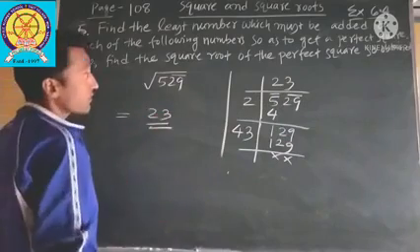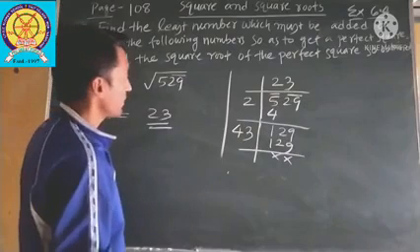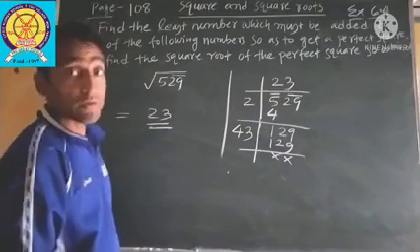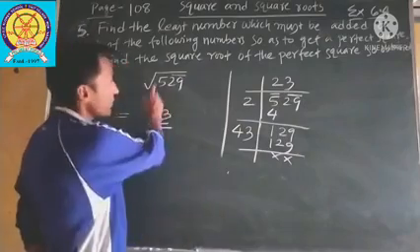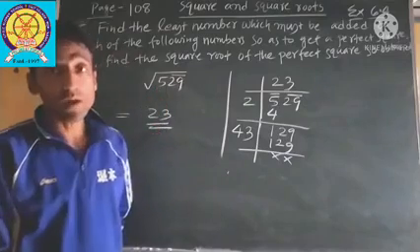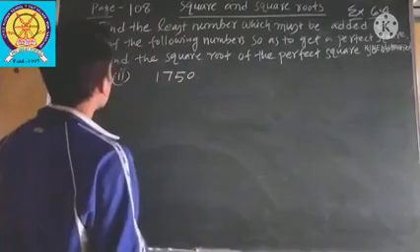The least number we get is 4, and the square root of the perfect square number we get is 23. Now we will do the next one.